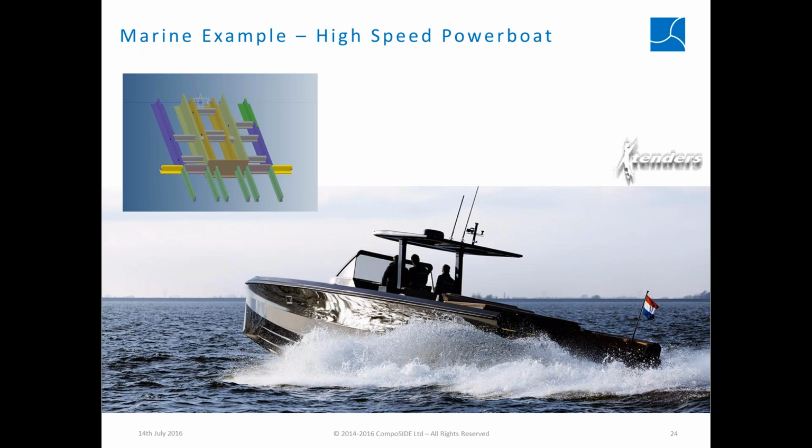High-speed powerboat, so another engine grillage. This is a yacht that does 45 knots, and it has three 400 horsepower engines, so there's quite a lot of thrust going through these, and this is a very similar engine grillage to what we saw today, and this was again analysed in CompoSIDE.